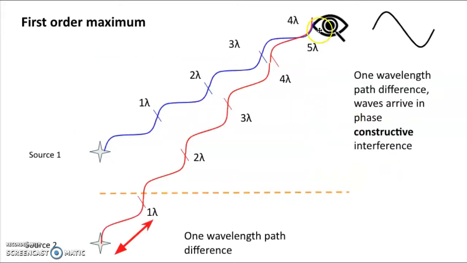If we move up even further, then source 1 has now travelled 4 wavelengths, but source 2 has travelled an extra wavelength by comparison, 5 wavelengths. And so there's a path difference of 1 wavelength, so they arrive in phase, and you're getting constructive interference because of that 1 wavelength path difference.